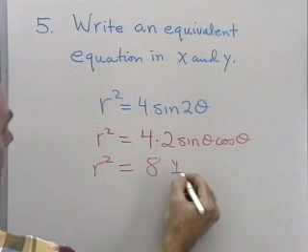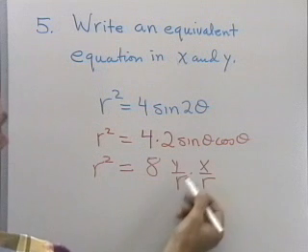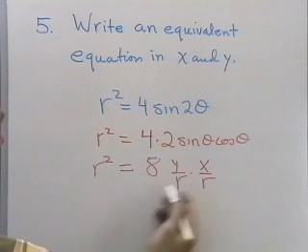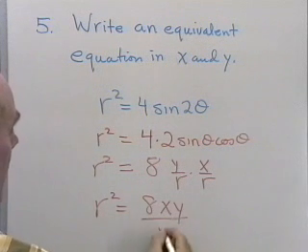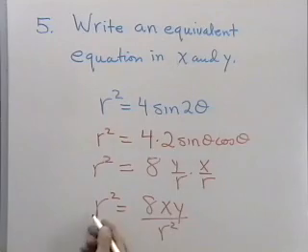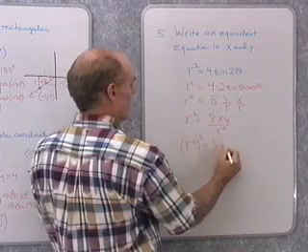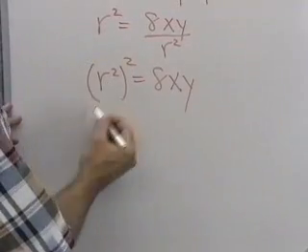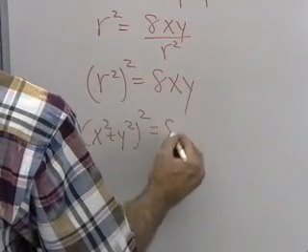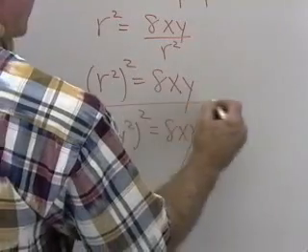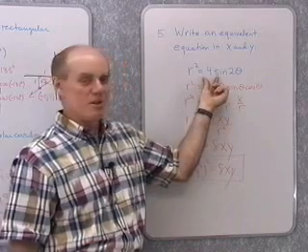sine theta, which is y over r, cosine theta, which is x over r. So I make a conversion for my trig functions first, y over r and x over r. So that means that r squared is 8xy over r squared. Now I'll multiply both sides by r squared, and I get r squared squared equals 8xy. r squared is x squared plus y squared, so (x squared plus y squared) squared equals 8xy. So there is the rectangular coordinate version of this equation in polar coordinates.